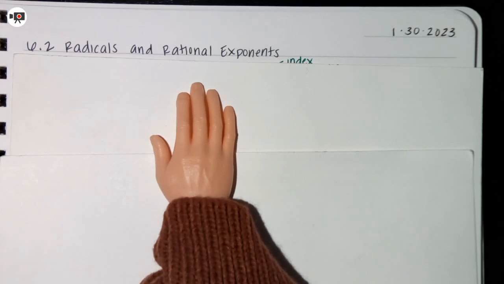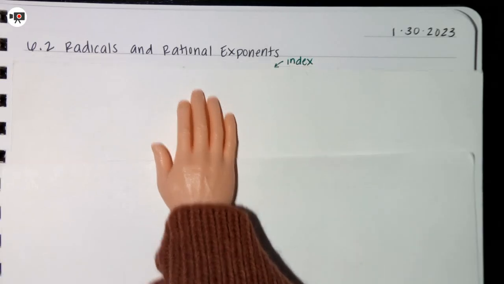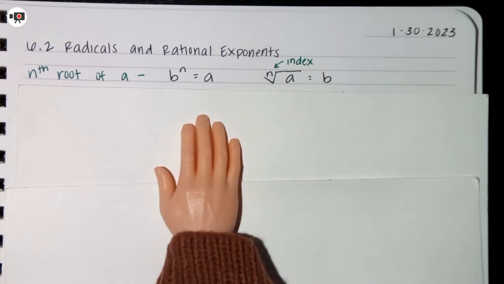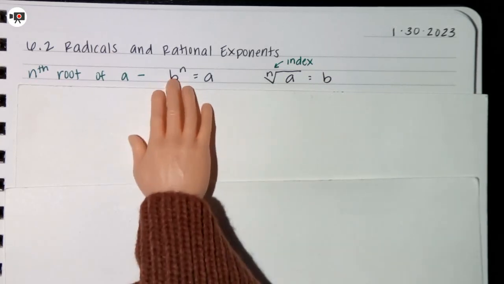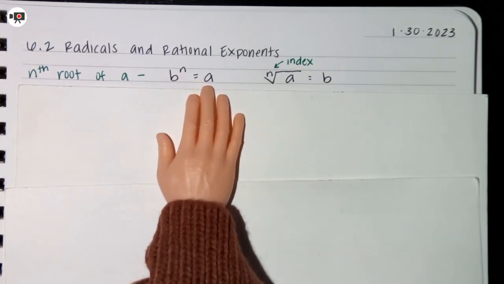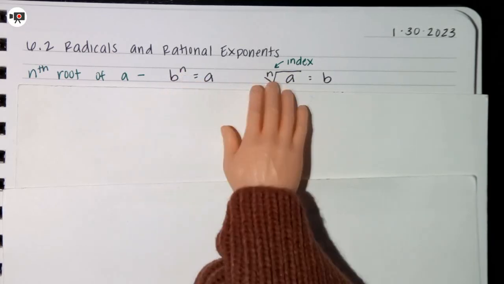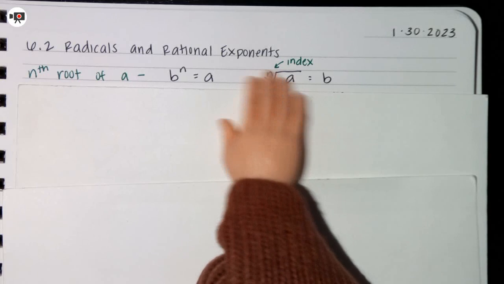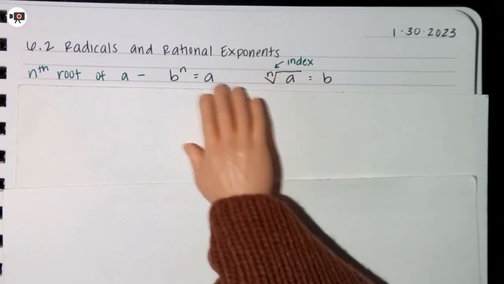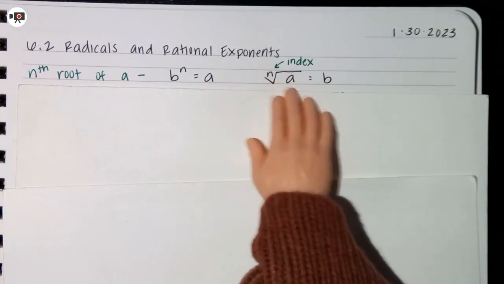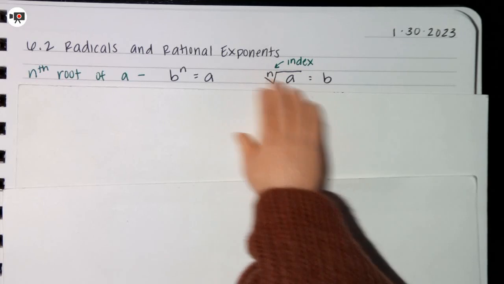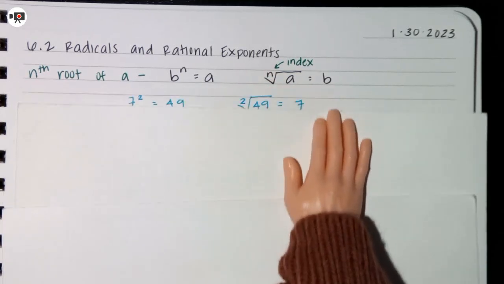This is 6.2, radicals and rational exponents. So the nth root of a would be written as b to the nth power equals a, and I would rewrite it in radical form, where the exponent becomes the index, the number outside the radical symbol, and the answer, a, would be on the inside. So if I take the nth root of a, that equals b.